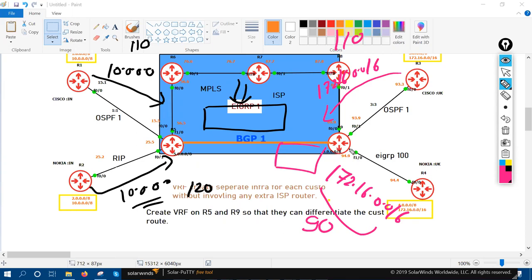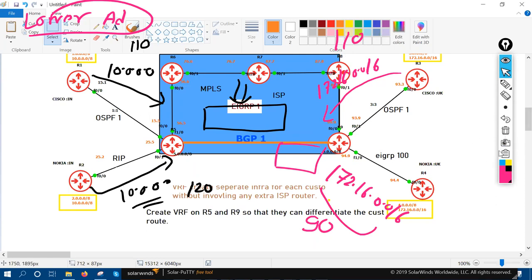Concerns, try to understand the concern. What I'm saying is, which route will they install? The lower AD, simple logic. 90, lower AD. Yes, lower AD, right? That simple reason is there. Yeah, I understand that part.